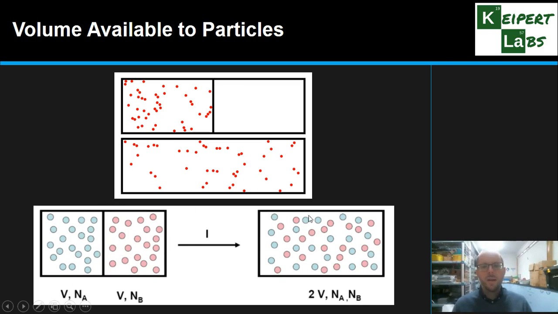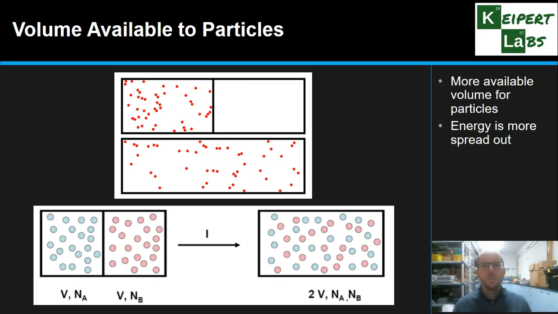We take a divider away and they can mix. So even though there's still the same number of particles, because each of those pink and blue particles has twice the space in which it can move, that affects the entropy of the system. When we have more available volume, the energy is more physically spread out.